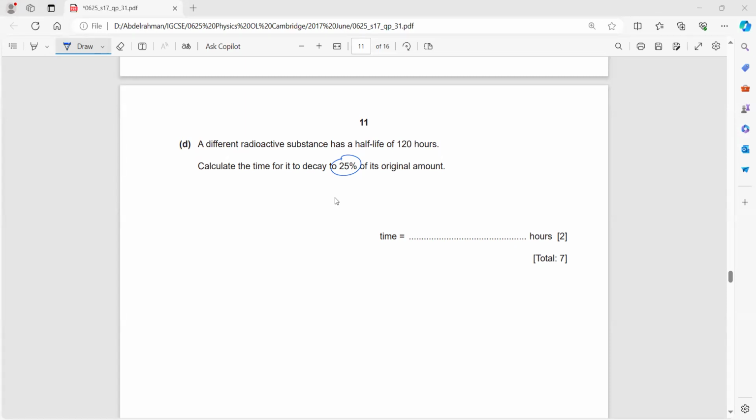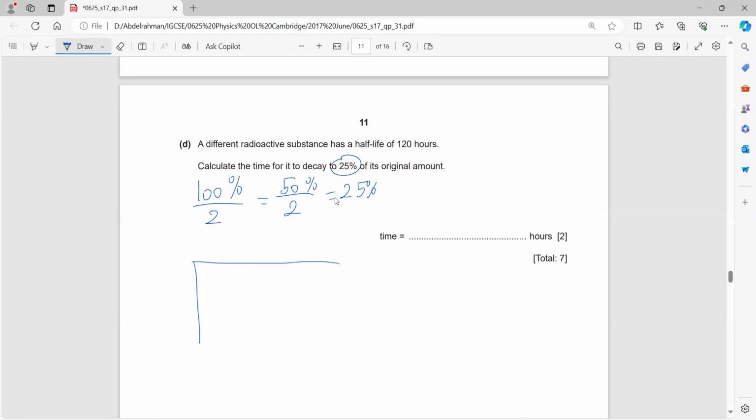25%. Okay. Initially, what do I start with? I start off with 100%. Anything in the world starts with 100%. After one half-life, what will happen? I divide by 2, so it becomes 50%. And then after another half-life, it would be 25%. Each of these half-lives takes a time of 120 hours.